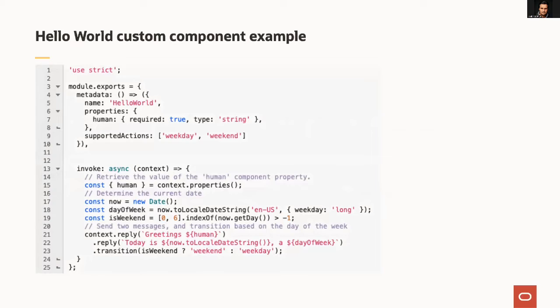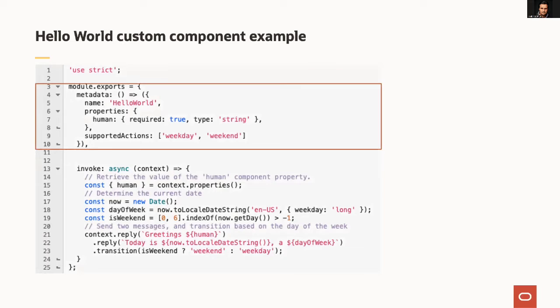So here's the famous Hello World, and I think every product should have one. So we have ours too. And what I want to call out here is, first of all, there is a description of the component. This description of the component will define the parameters that you expose to the dialog flow. And the dialog flow designer will use these parameters to pass values in.